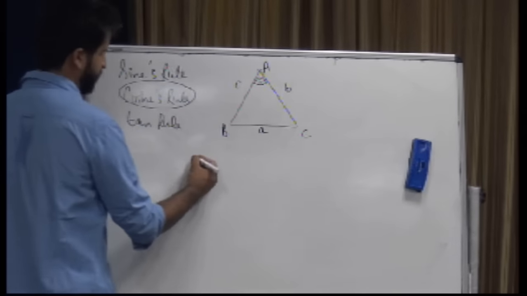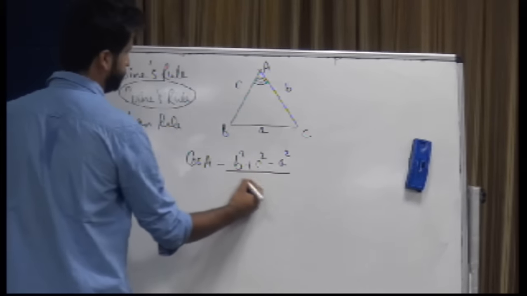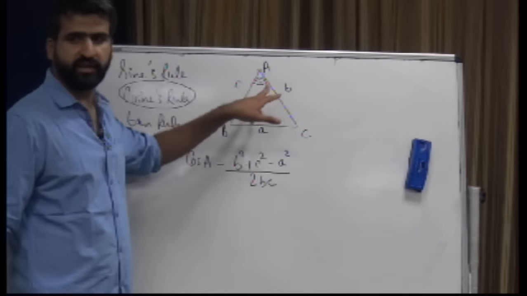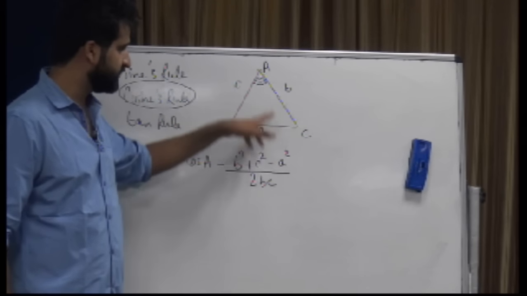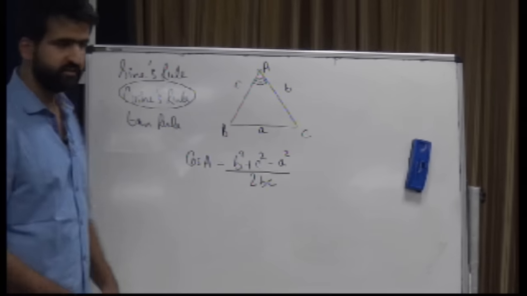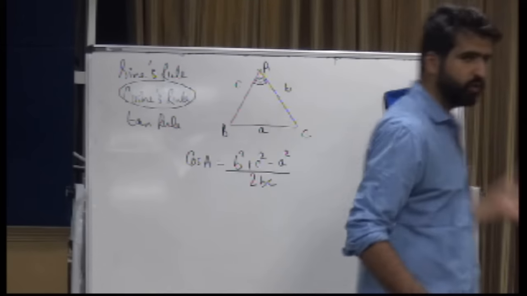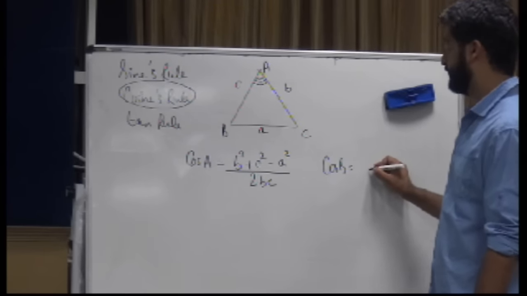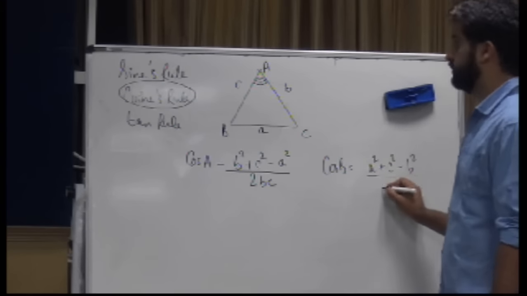So we get cosine of A is equal to B square plus C square minus A square upon 2bc. Simply, you take the adjacent sides of the angle. This angle is squeezed in between these two sides. You take the squares of these two, subtract the square of the opposite side, upon 2 times the product of the adjacent sides. So B square plus C square minus A square upon 2bc. Similarly, cos B will be equal to A square plus C square minus B square upon 2ac.